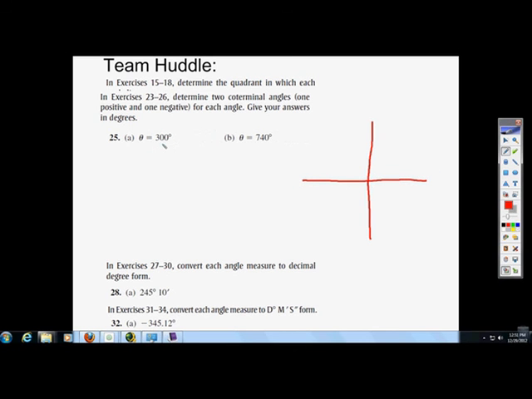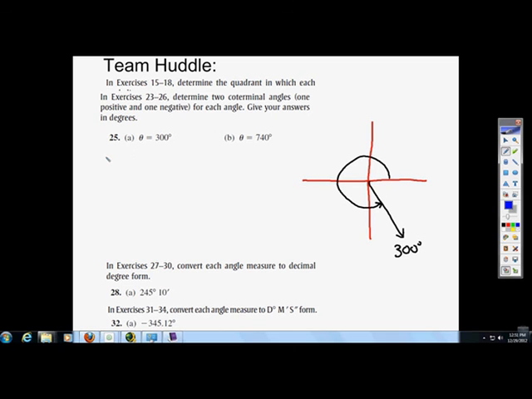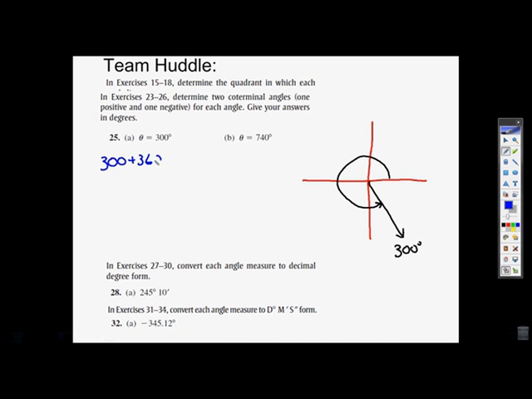So our first angle here is 300. So if I go all the way around 3 quadrants, that's 270 plus another 30 degree angle into quadrant 4. I know this is my 300 degree angle. Since I was given a positive angle, the positive coterminal I think is the easiest to find. I'm just going to take my given angle and add 360 to it and get 660. That's my positive coterminal. That's just another lap around the XY plane.